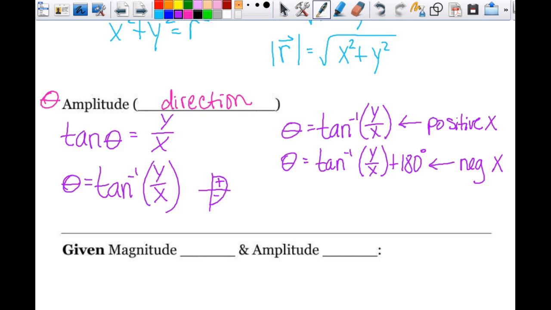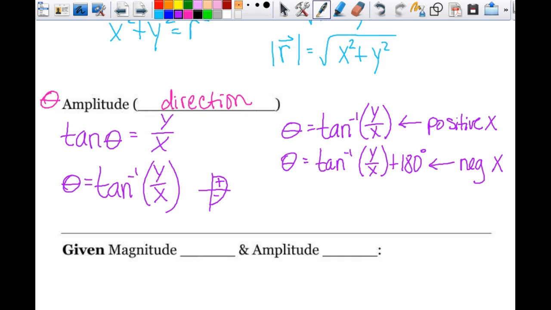And you can always double check. When you get your angle, you should know what quadrant you were supposed to be in based on the vector that you were given. That's pretty easy to find out. Then see if the angle that you get is in that quadrant or not. We'll look at that when we do some examples. Everybody okay so far?